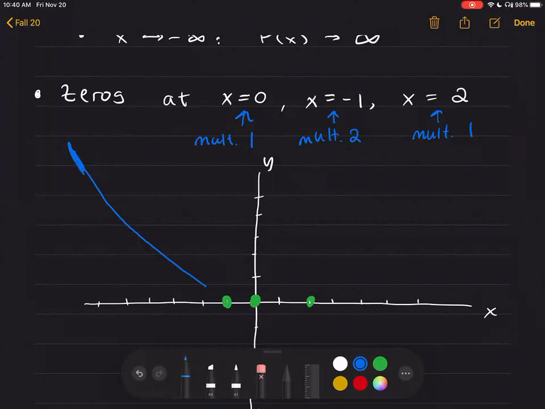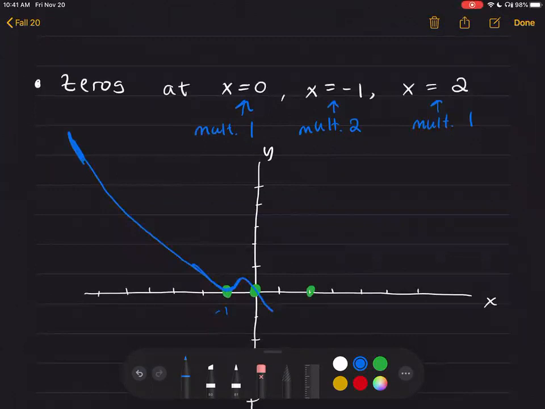So we're at x equals negative 1, and it has multiplicity 2, which is even. So that means that it's going to come down here and it's just going to bounce. That's a bouncing root. Okay. So bounce up. And then the next one is right after that, x equals 0. It has multiplicity 1, so we're going to cross right through it.